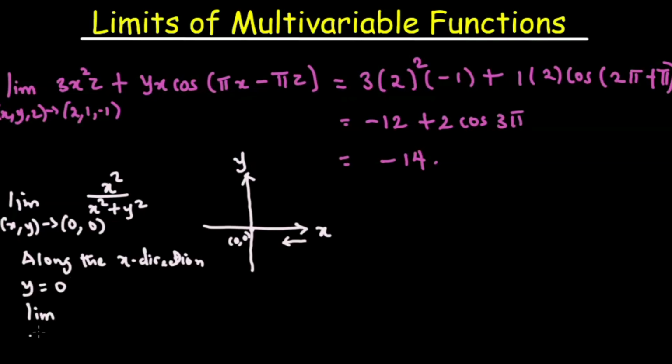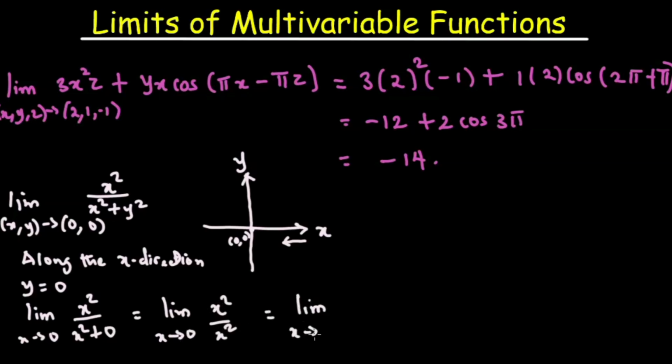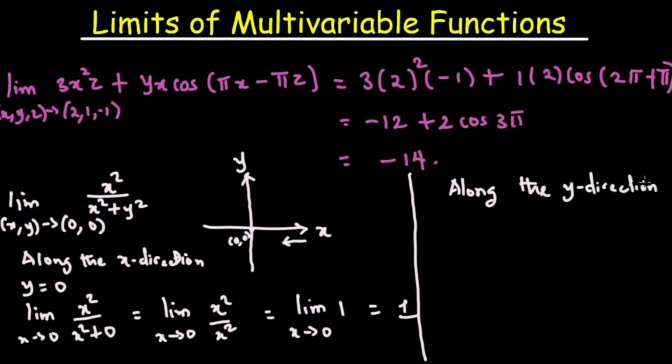So we're going to take the limit as x tends to 0. Taking y as 0, we're going to have x squared over x squared plus 0. So this will be equal to the limit as x tends to 0 of x squared over x squared. This will be equal to the limit as x tends to 0 of 1, and this is equal to 1. Okay, now having done this, we're going to go along the y direction, approaching the origin along the y direction. So we're going to say along the y direction x is equal to 0.